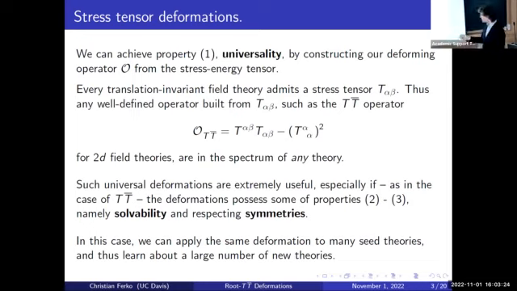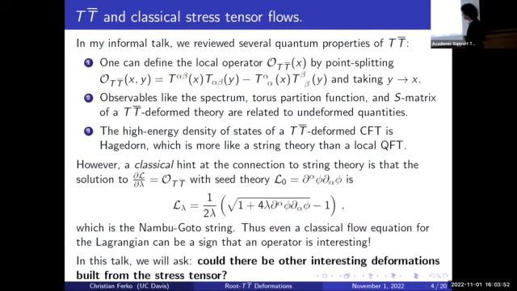And the existence of a universal deformation of this form is great because we can apply it to a large class of seed theories that are well understood in order to understand an even larger collection of deformed theories. So this is great for understanding quantum field theories. Since any stress tensor deformation is universal, and the TT̄ type deformation has this solvability and symmetries property, I'll quickly review the other nice properties that we mentioned in the informal talk.